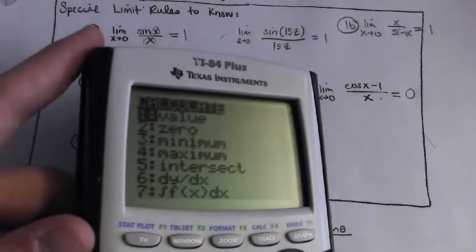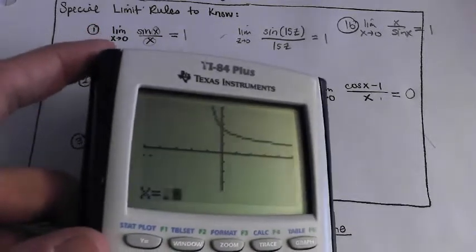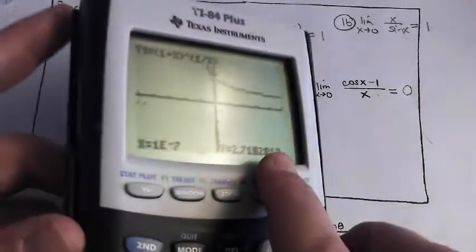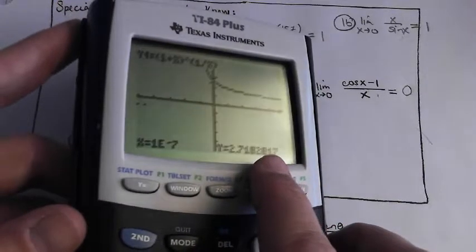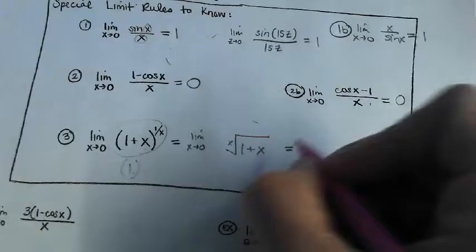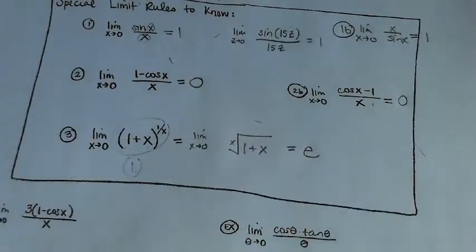Second trace value, 0.000001. 2.718. It's E, which is a complex something happening that we really can't wrap our head around. So it's a rule that you just have to memorize.